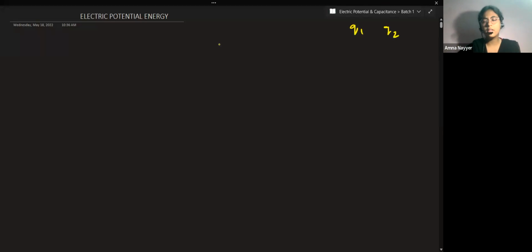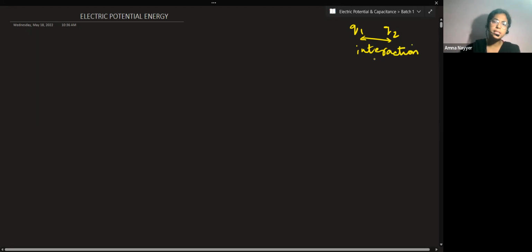Both of these charges will be exerting force on each other. Whenever you have such a case where force has been exerted between two bodies, then we say there is interaction among them. Interaction basically means that both of them are exerting force on each other. Q1 is exerting force on Q2, Q2 is exerting force on Q1. If the separation between them is small r, you even know the force they are exerting: K Q1 Q2 divided by r square, your Coulomb's law.